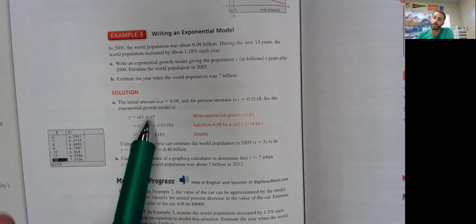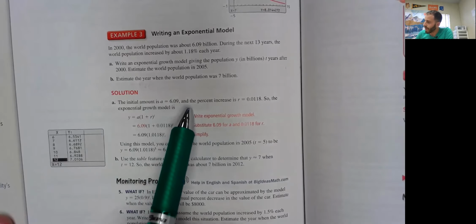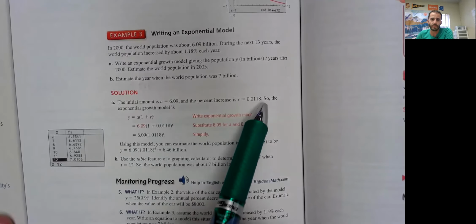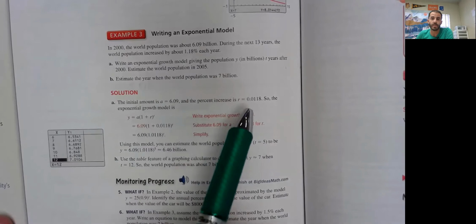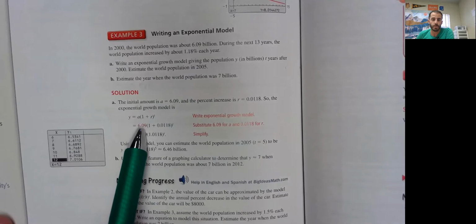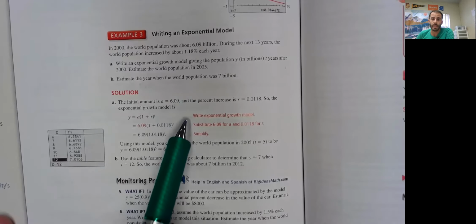By the way, you get this equation from the previous page. So stop and turn back. And the percent increase is 0.0118. Right? Because 1.18%, we have to move it 2 times to the left to get us the decimal value. So the growth model is going to be 6.09 in front. We know it's growth, so 1 plus 0.0118 to the T power.